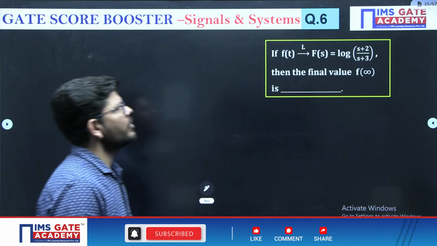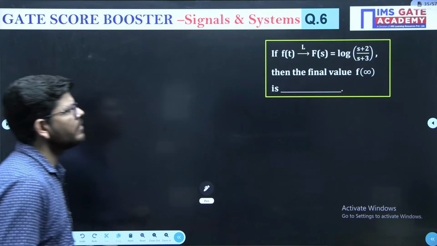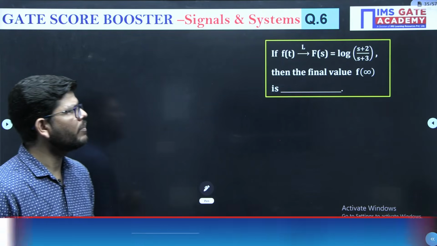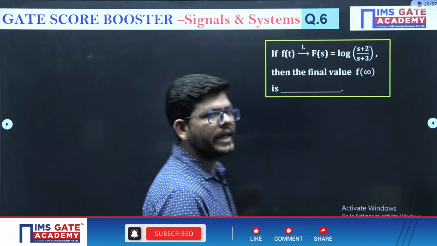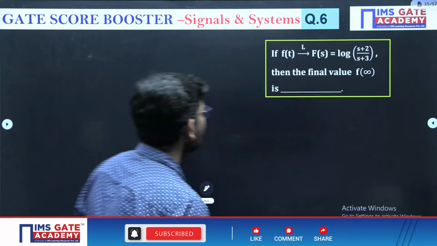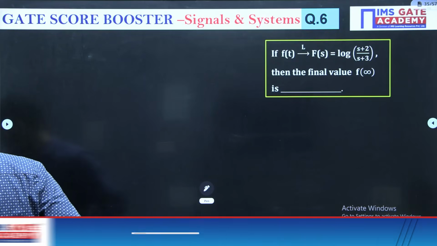Now see this question, question number 6. f(t) has Laplace transform F(s), which is equal to log of (s+2) upon (s+3). What is going to be the final value, f of infinity? Okay, so what is going to be the final value is what we have to calculate.